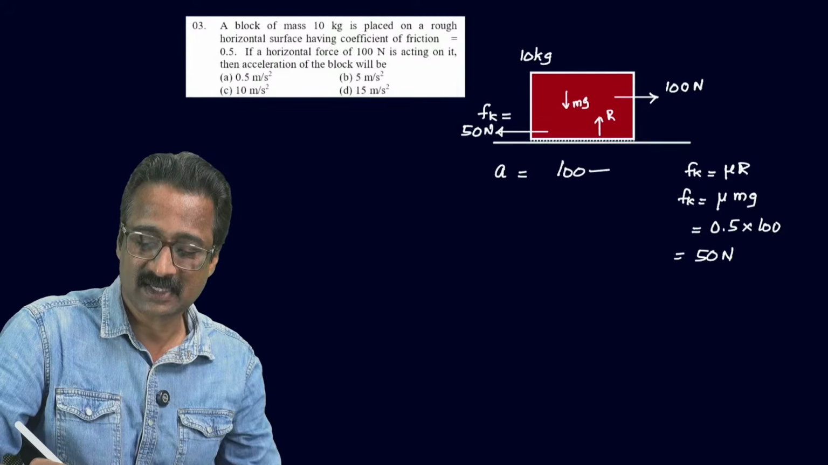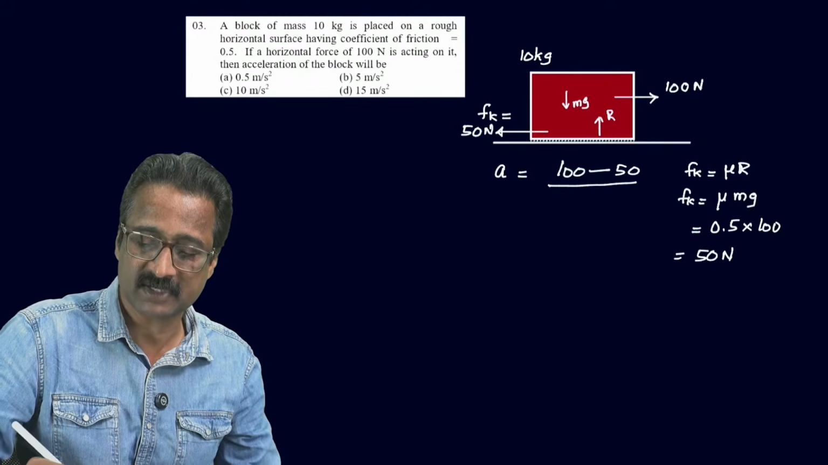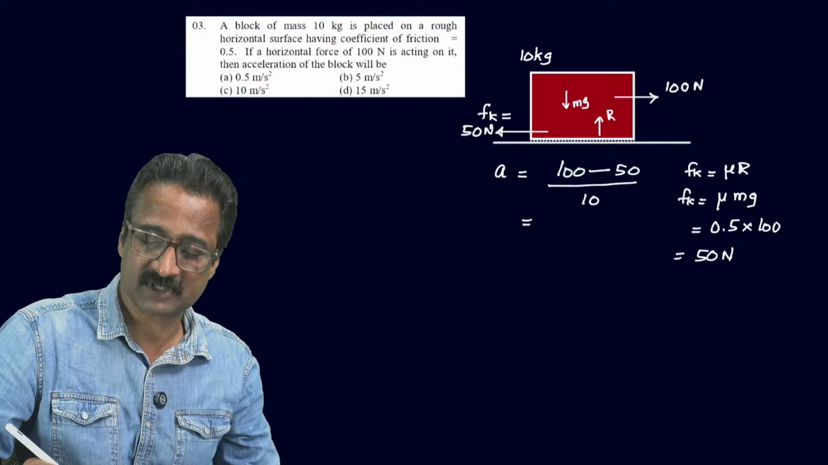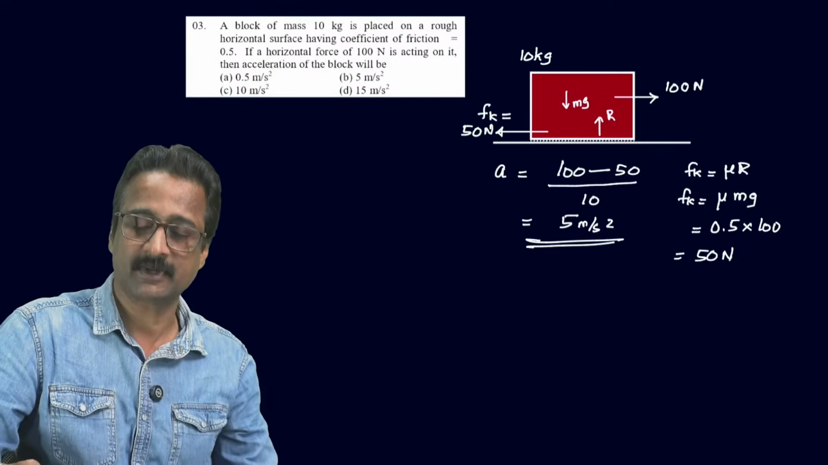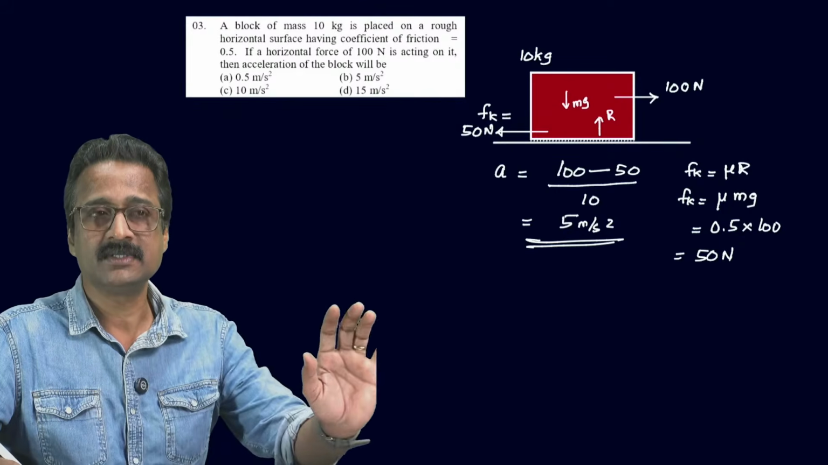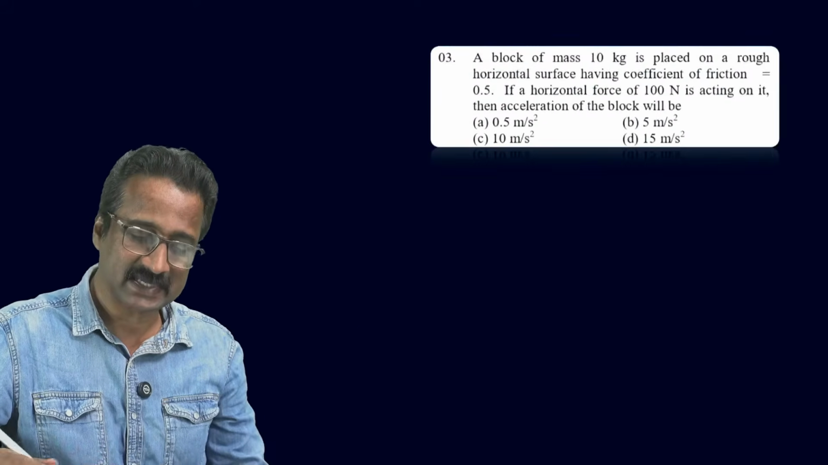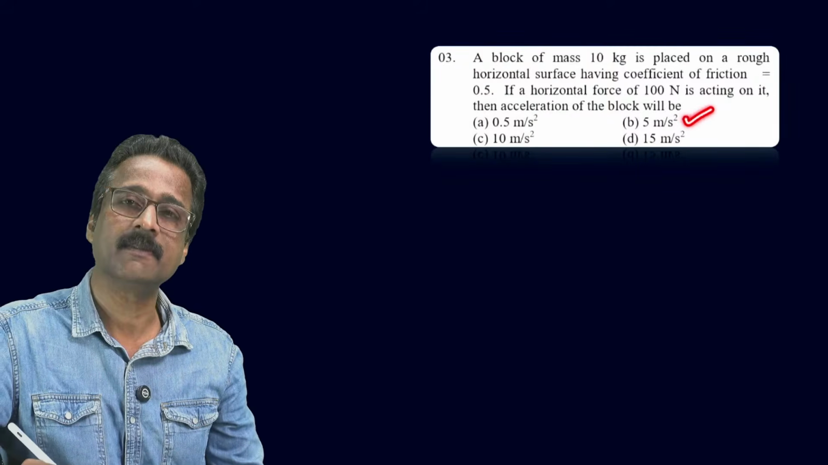Acceleration is 100 minus 50 because that's the net force acting on the body, divided by the mass of the body, which is 10 kg. Simple as that. It is going to be 50 by 10, which is equal to 5 meter per second squared. This is the approximate acceleration provided g is equal to 10 meter per second squared. So 5 meter per second squared is the acceleration of this block. So you must go with option B.